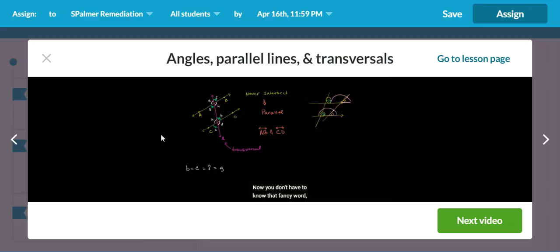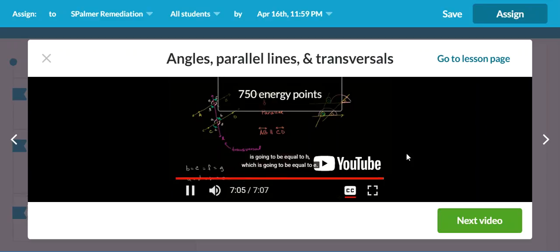Now you don't have to know that fancy word, alternate interior angles. You really just have to deduce what we just saw over here. Know that vertical angles are going to be equal and corresponding angles are going to be equal. And you see it with the other ones too. We know that a is going to be equal to d, which is going to be equal to h, which is going to be equal to e.